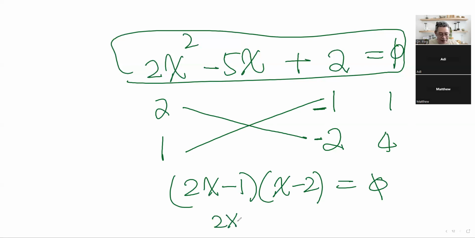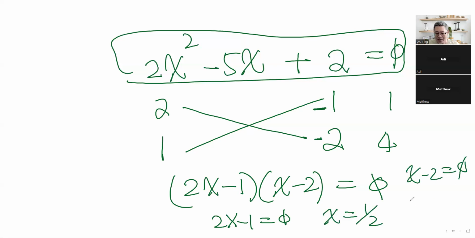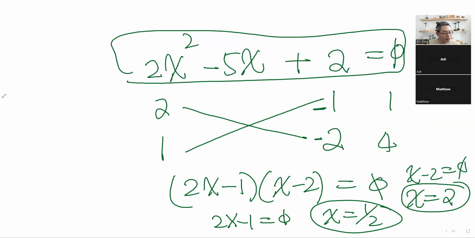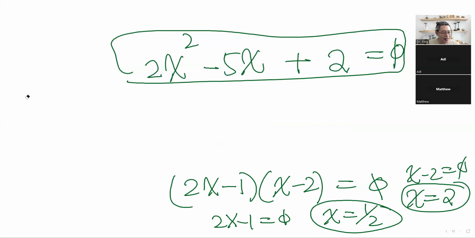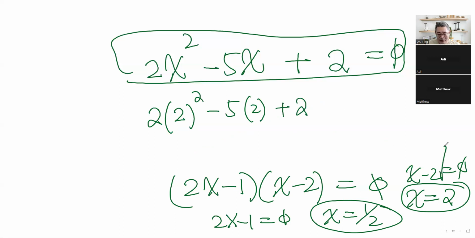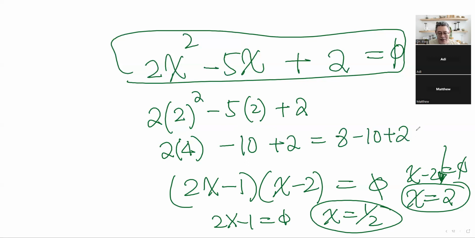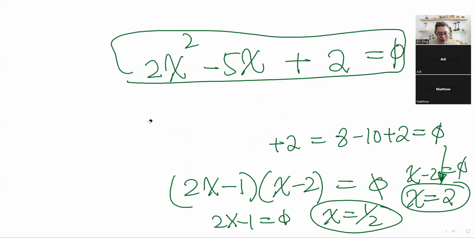Right. So now we got 2x minus 1 is equal to 0, then x will be half, or x minus 2 equals 0, then x equal to 2. So those were our two solutions. And we can actually check it by plugging in, to make sure we got it right. So 2 squared minus 5 times 2 plus 2. It should be 0 if this is a solution. So this is 2 times 4, and this is 10 plus 2, and that's 8 minus 10 plus 2. That's indeed 0. So we check that x equal 2 is a solution.